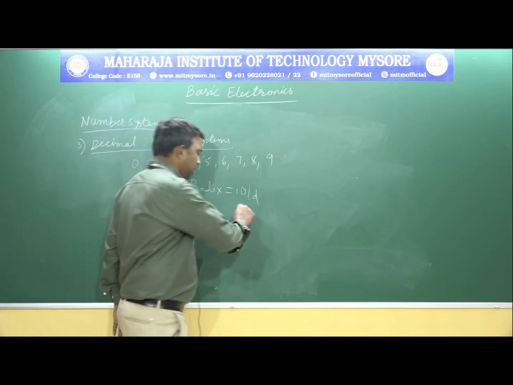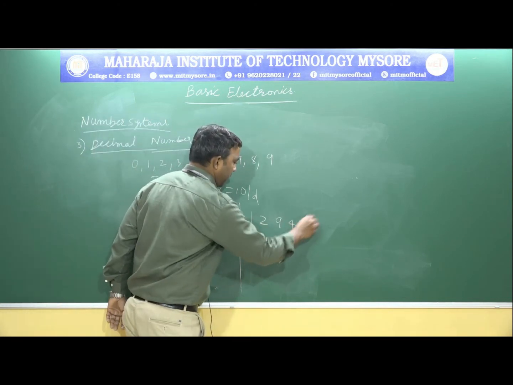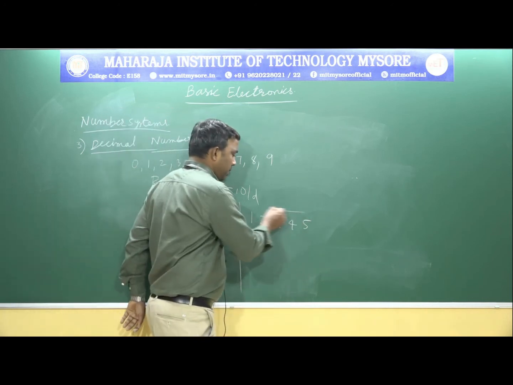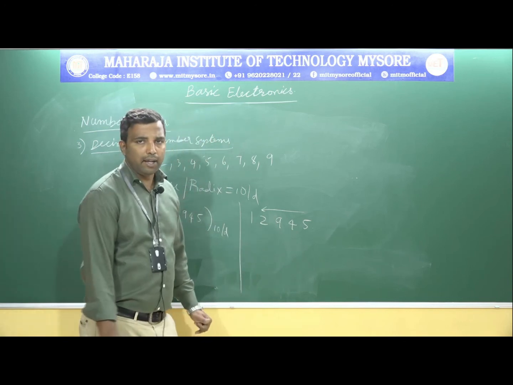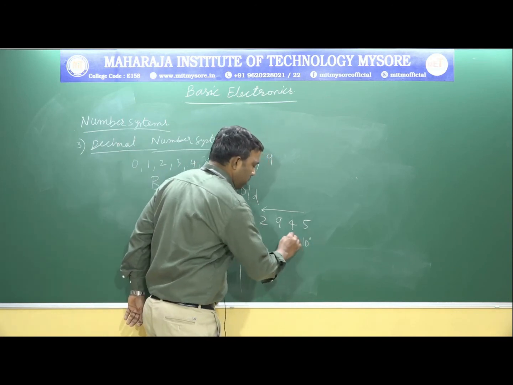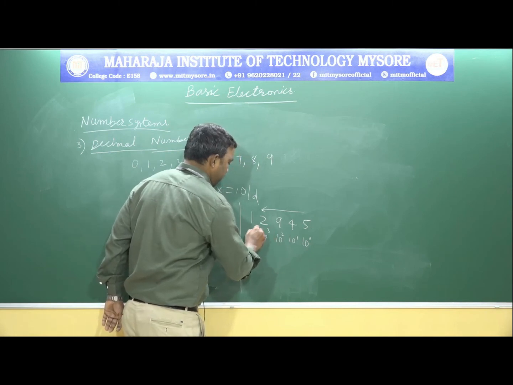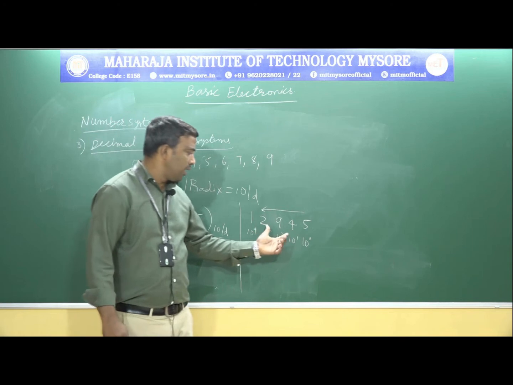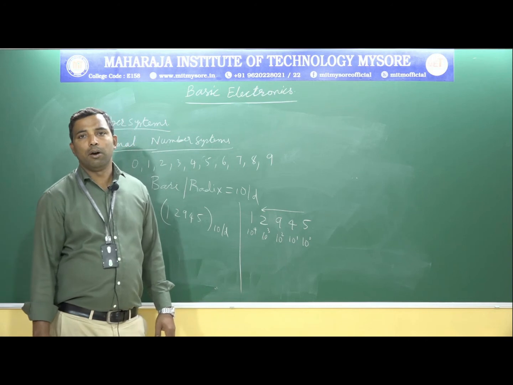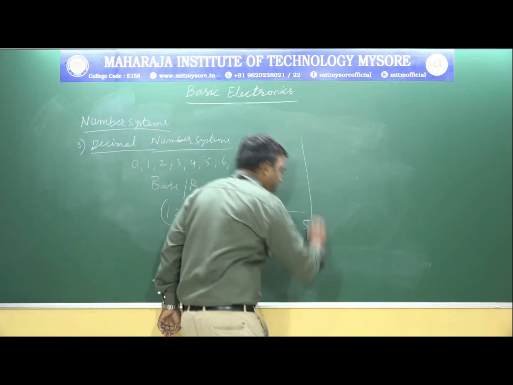Take the decimal number 12945. This is the LSB of the whole number and this is the MSB, going from right to left. The radix is 10, and the positional values are 10 power 0, 10 power 1, 10 power 2, 10 power 3, 10 power 4. So these are the positional values for the decimal whole number.